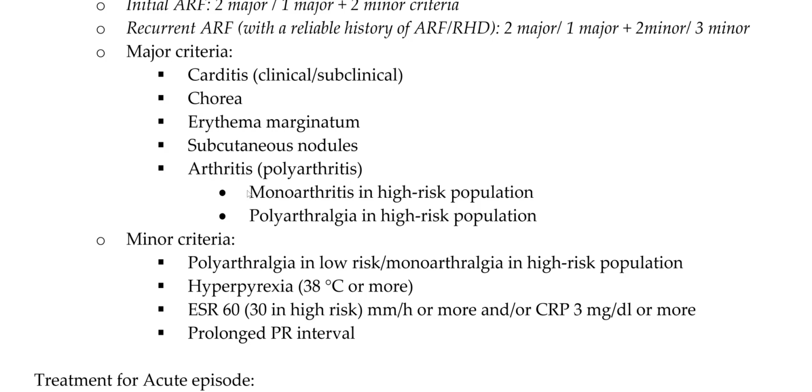But it can involve single joint monoarthritis in high risk population and polyarthralgia. Now, these two terms are different. This is inflammation and this is pain. So, polyarthralgia, that is pain in multiple joints in high risk population, or inflammation of even a single joint in high risk population is considered as major criteria.